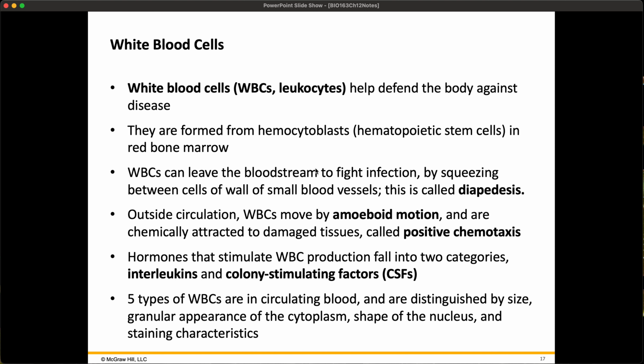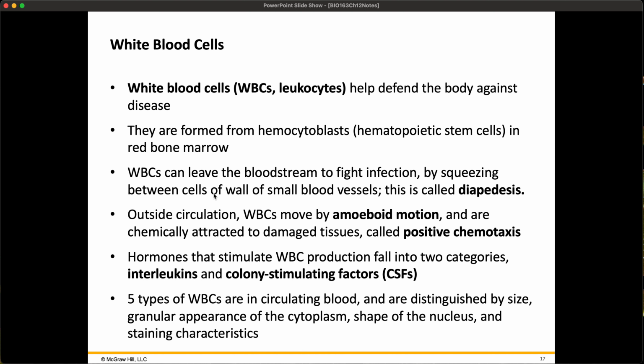Okay, moving into white blood cells. White blood cells are also called your leukocytes, leuko meaning white. This helps to defend against disease, against infections and pathogens. They're formed, same thing, from those stem cells, those hemocytoblasts in red bone marrow. What's different about white blood cells is that they can actually leave the bloodstream to fight infections. We call it diapedesis, dia meaning through and pede meaning walking or stepping through. So they're stepping through the capillaries and actually going into the tissue, into cells, to be able to fight infections as they need.